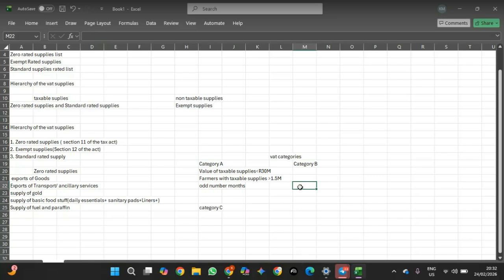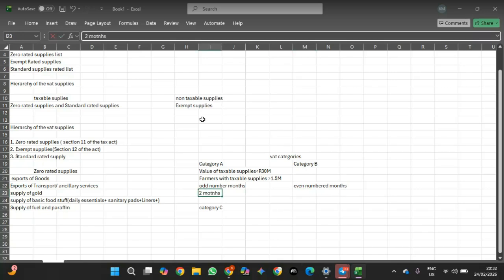Category B, it's for what? Even numbers, even numbered months. And then you are sorted. The information here for category A and B is the same. The only difference is their tax period. Let me just say this: the VAT period is 2 months for both.